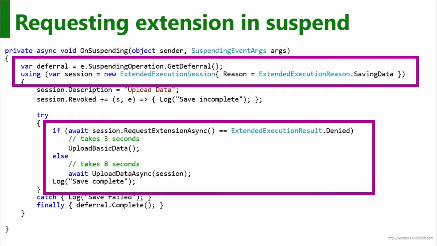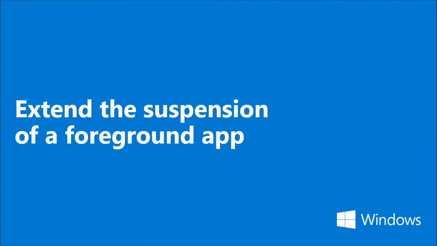And if you're denied, obviously you do the shortest operation possible so you can work inside the standard 5 seconds. But if it's allowed, then you go ahead and start a longer operation. But don't forget to handle the revoked event like we did here. Even though it's a longer operation, out of the blue, you could still get the revoked event if the user's doing something really high end. That's the issue. So, extend the suspension for the foreground app.